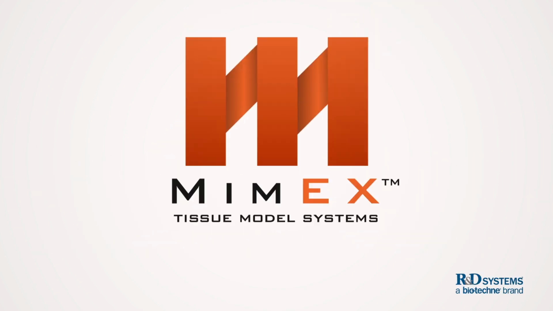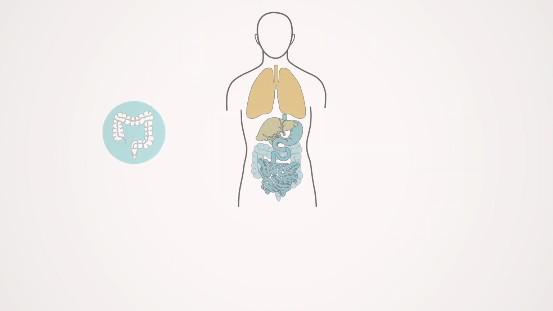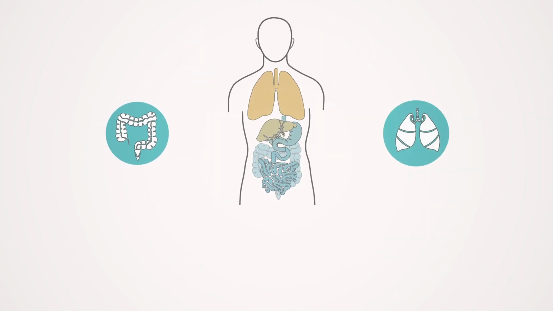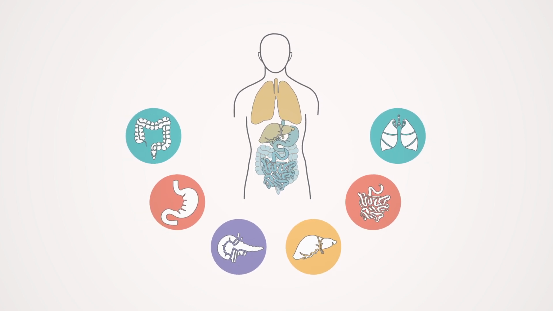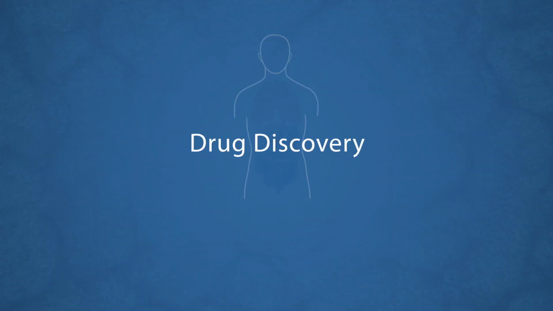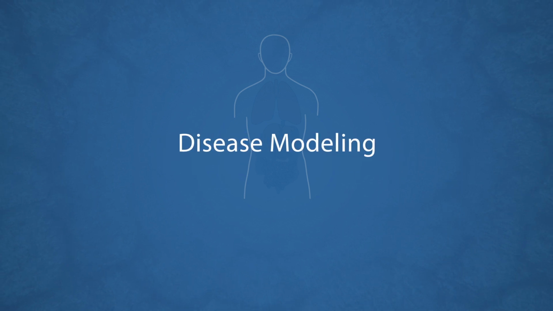Mimex Tissue Model Systems is a culturing platform for generating sustainable, accessible, and physiologically relevant 3D organ tissue, optimized for the gastrointestinal tract, respiratory system, and other epithelial organs. Tissue generated using this technology can be utilized for drug discovery, toxicology screening, biomarker discovery, and disease modeling.